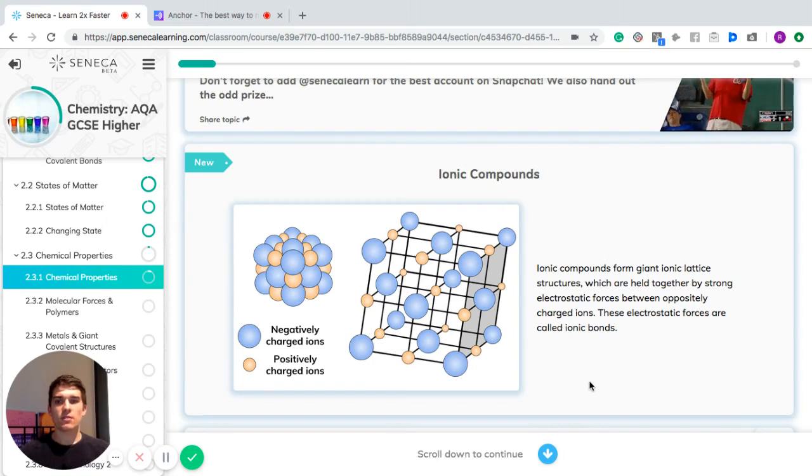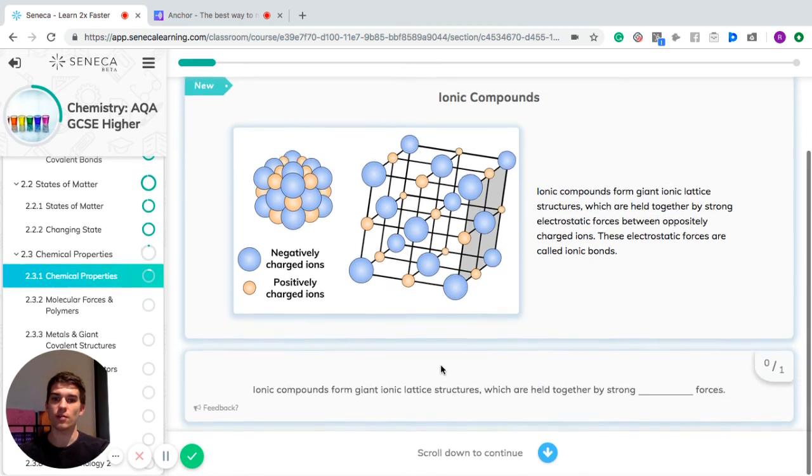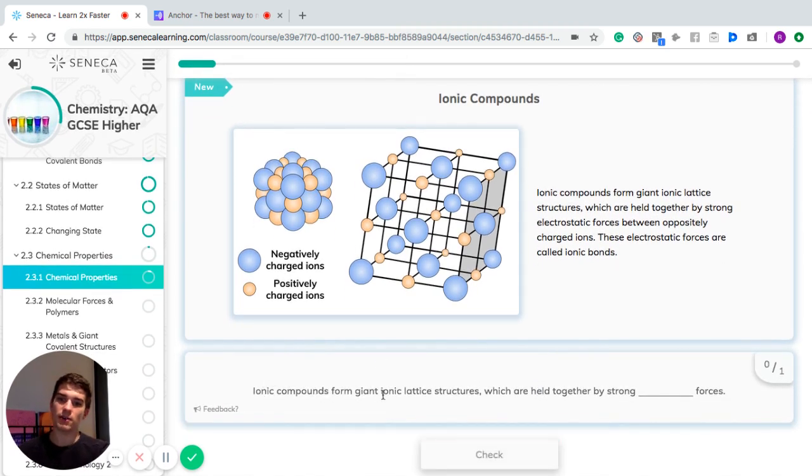So let's have a look at chemical properties. Ionic compounds form giant ionic lattice structures, which are held together by strong electrostatic forces that occur between the oppositely charged ions in ionic compounds. These electrostatic forces are called ionic bonds. So ionic compounds form giant ionic lattice structures which are held together by electrostatic forces.